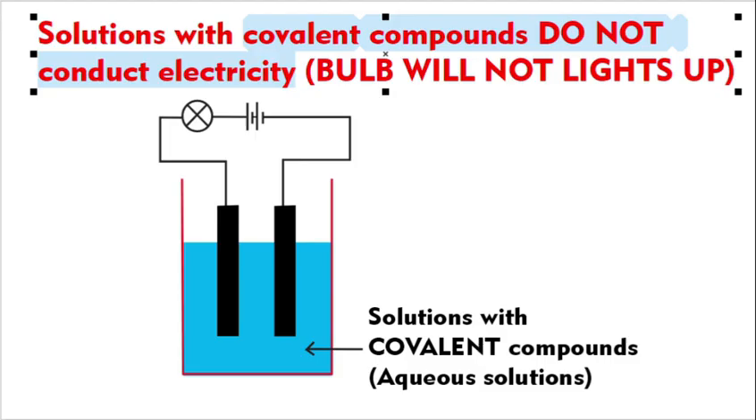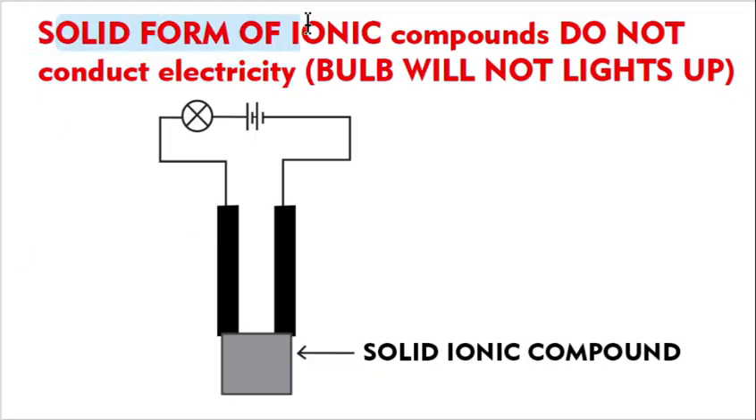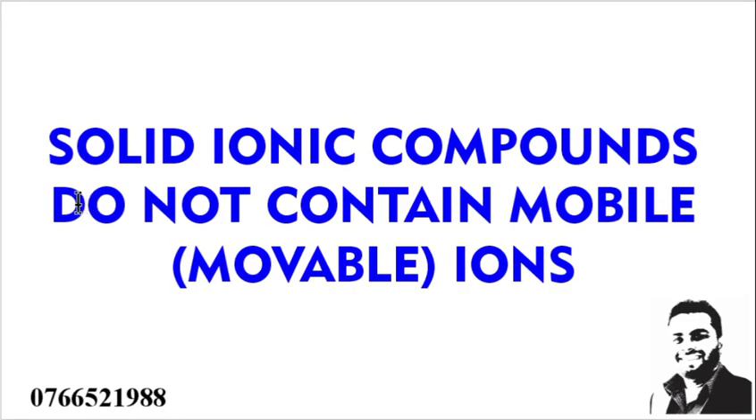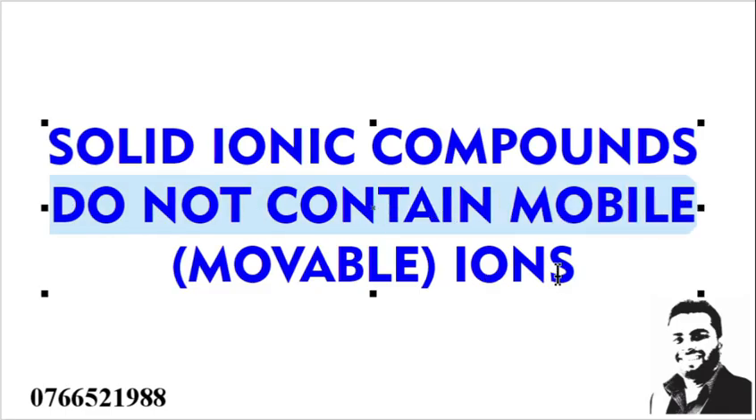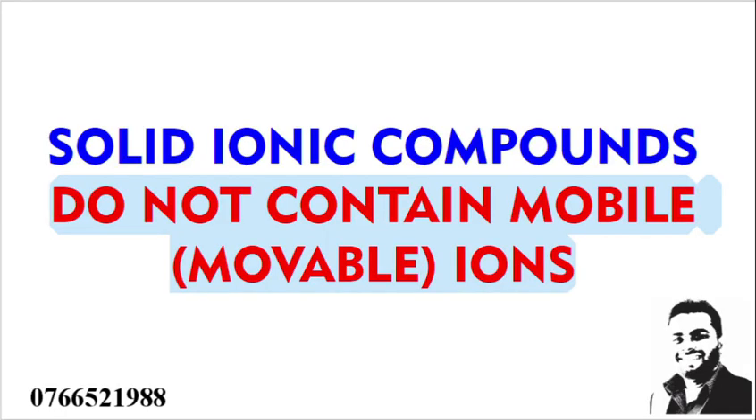And another important fact is that solid form of ionic compounds, that means solid forms, not dissolved, right? Solid crystal forms of ionic compounds do not conduct electricity. Why? Even though they are ionic compounds, the solid form does not conduct electricity. Because they do not have mobile ions. So in solid forms they are packed tightly, so you don't get free ions there. Movable ions are not formed, so they do not conduct electricity.